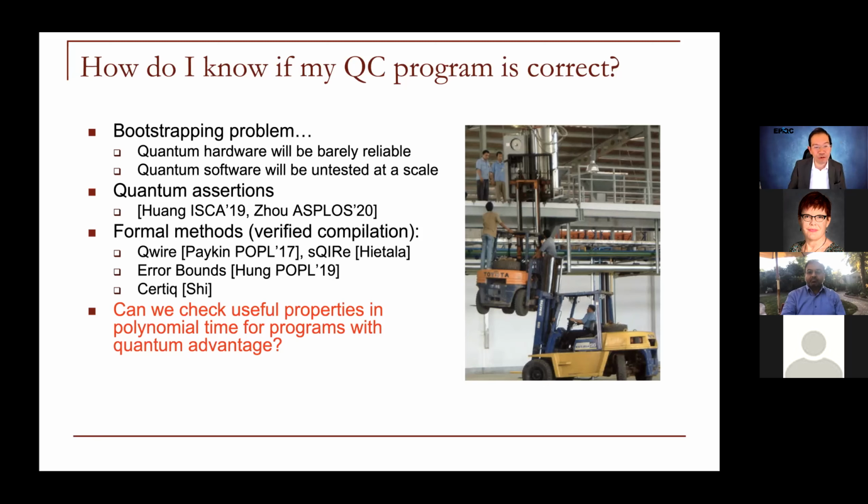And in fact, we use some formal methods in this last work called Certique on the IBM compiler. We're able to actually find 3 bugs in their compiler based upon our formal verification framework, which uses an SMT solver. And then finally, there is this very fundamental question: can we, in tractable time, check the correctness of quantum programs that have quantum advantage, right?